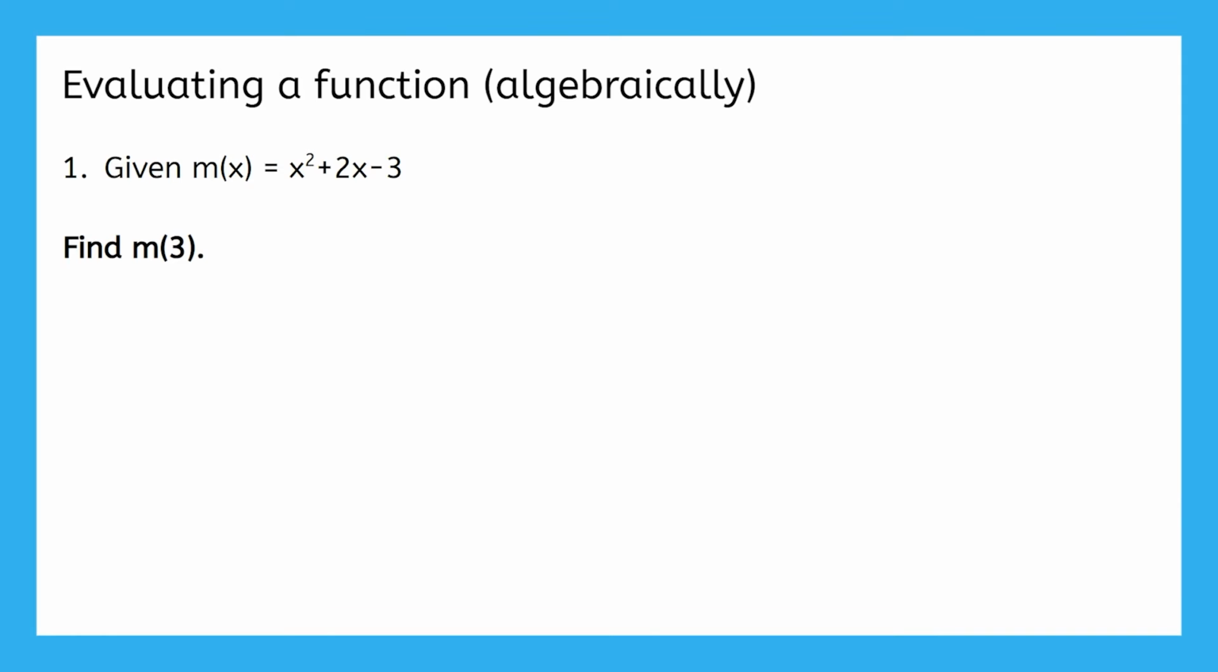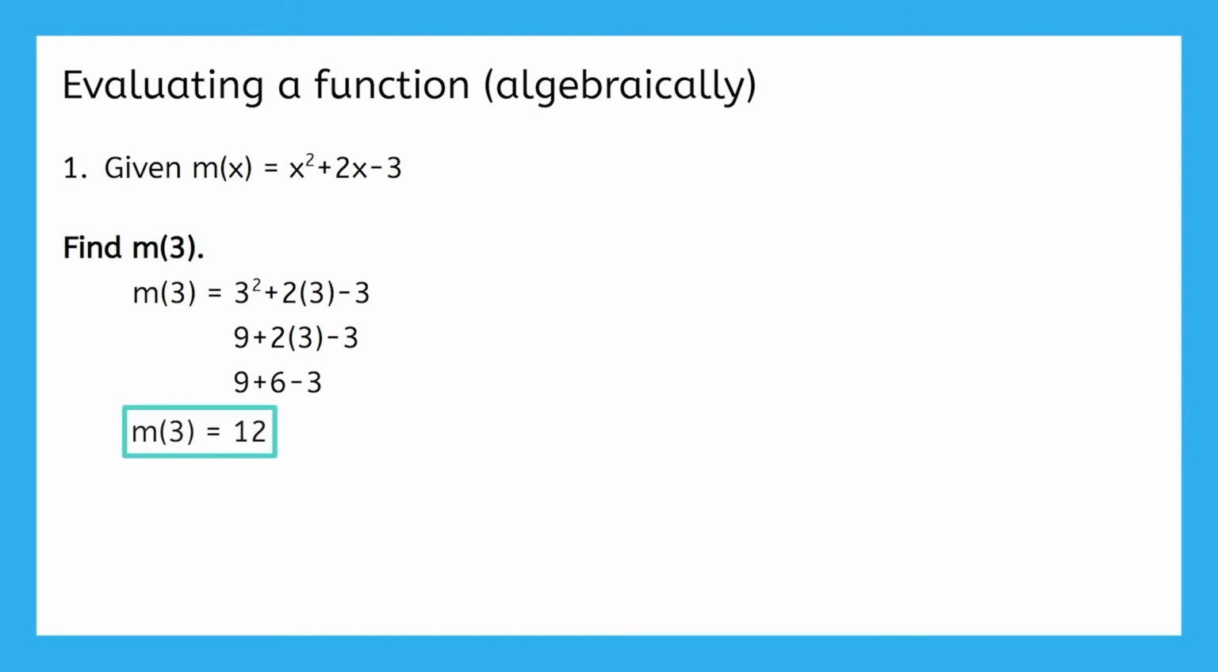When finding m of 3, 3 is my input, and I'm trying to find its output. So I'll substitute 3 for x wherever it appears in the function, and simplify to find that m of 3 is equal to 12. That means that when I input 3 into our function, the output will be 12.